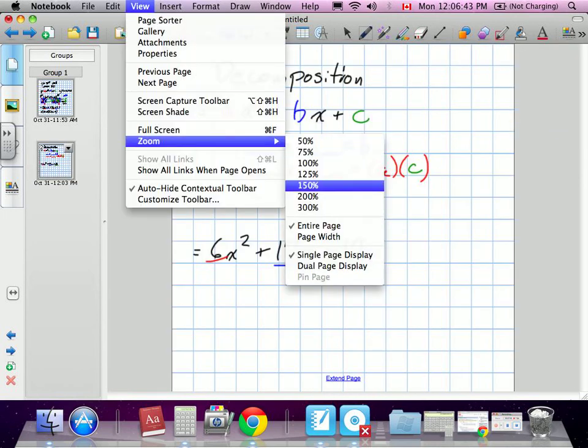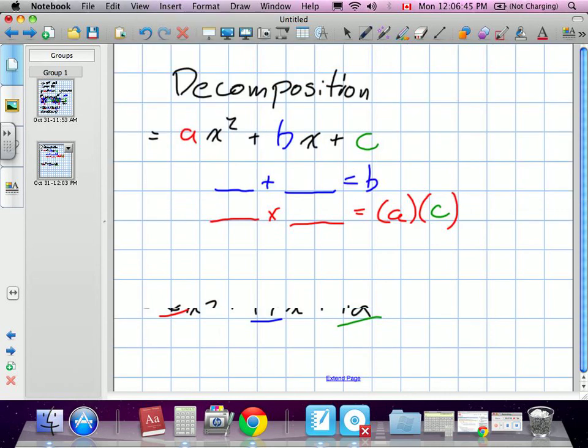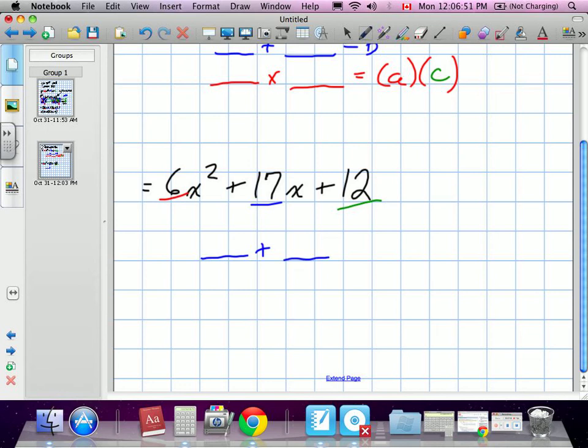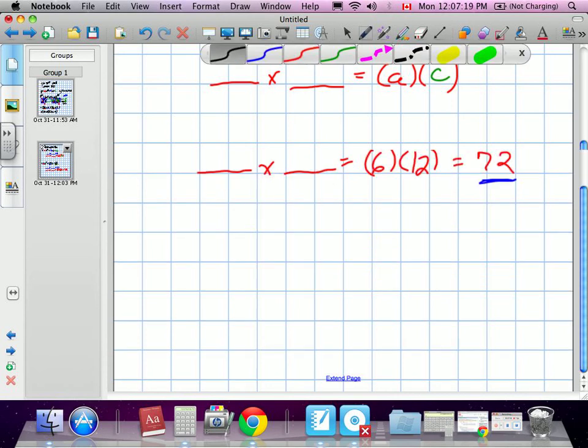So, we're going to show you what that looks like with our next equation. That means we're looking for two numbers that add to 17, and the same two numbers need to multiply to 6 times 12, which is what? 72. So we need two numbers that add to 17 and multiply to 72. So what I need to start doing now is I need to start writing out the factors of 72. Okay? And there are a lot of them, so I'm going to write them underneath here.